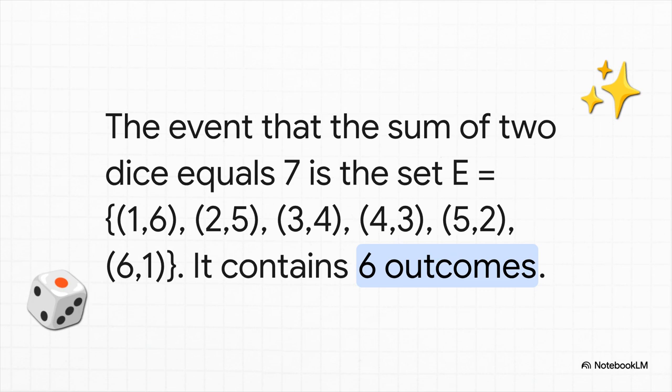So, back to our dice. Let's say our event, the thing we care about, is rolling a total of 7. So what do we do? We just go back to our big list of 36 outcomes and we pull out every single pair that adds up to 7. You know, a 1 and a 6, a 2 and a 5, a 3 and a 4, and so on. When you do that, you find there are exactly 6 ways to do it. That little collection of 6 outcomes is our event.